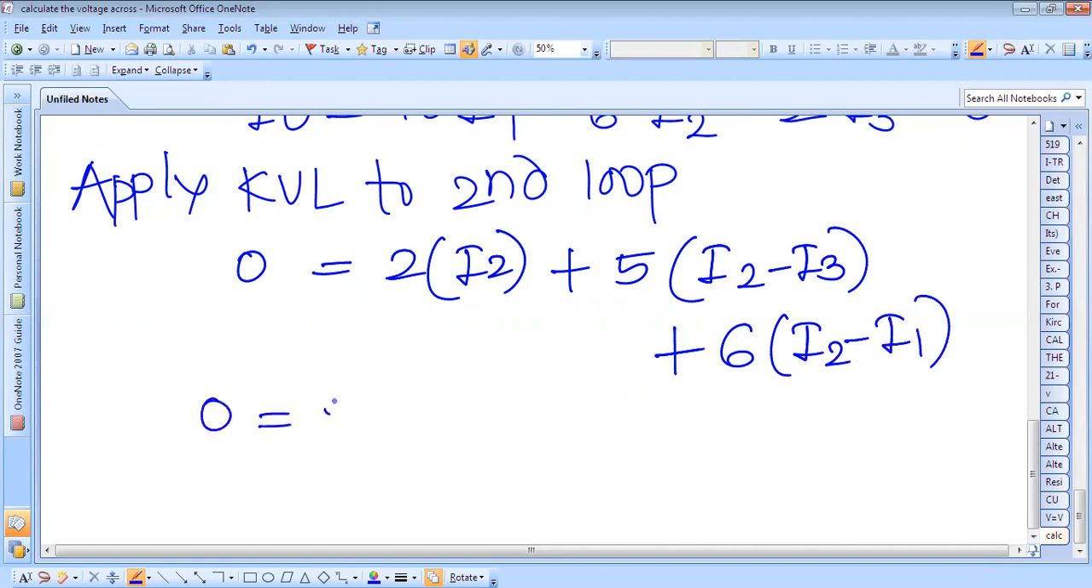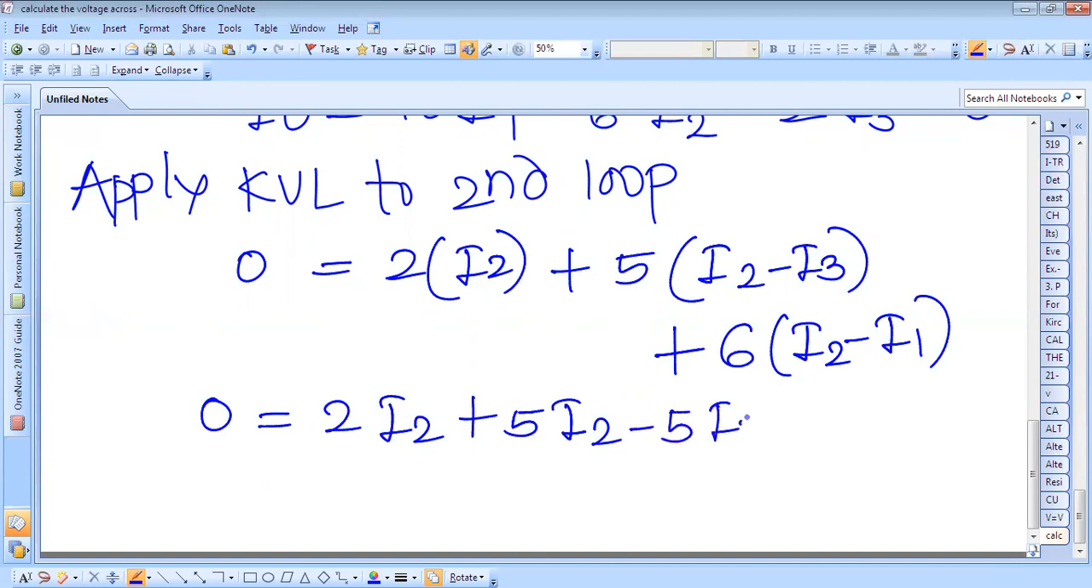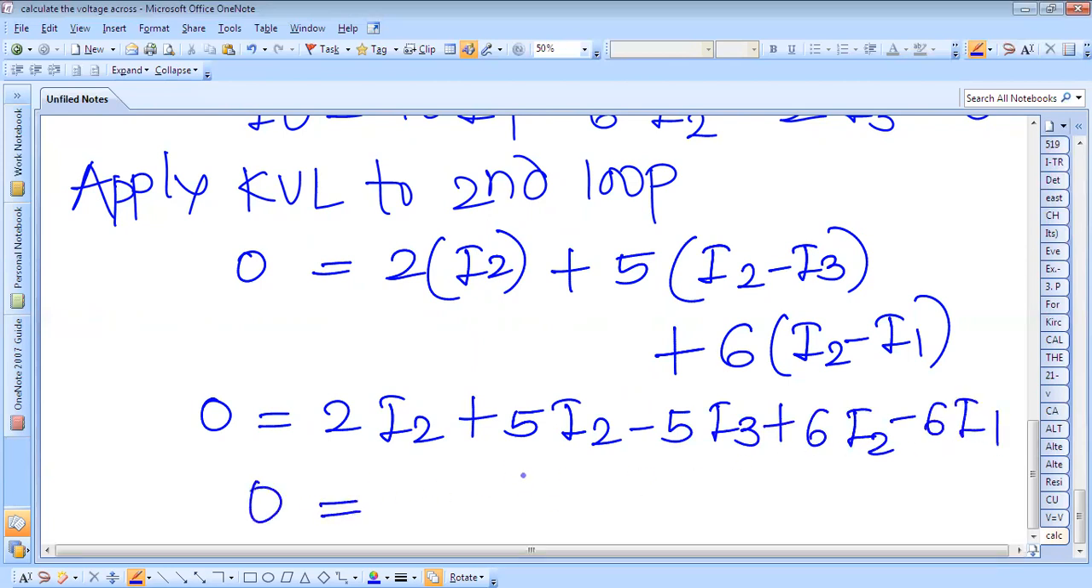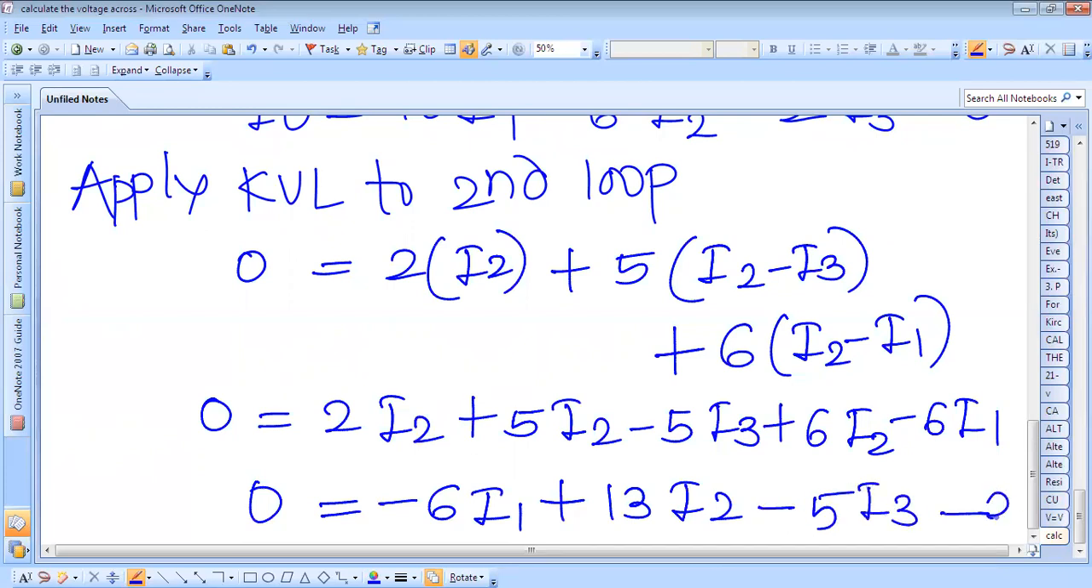If you solve this, it is 2I2 plus 5I2 minus 5I3 plus 6I2 minus 6I1. In terms of I1, I2 and I3, you will get minus 6 I1, plus 13 I2, and minus 5 I3. This is equation number 2.